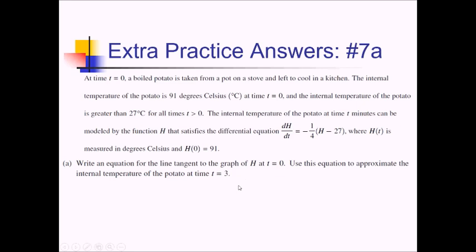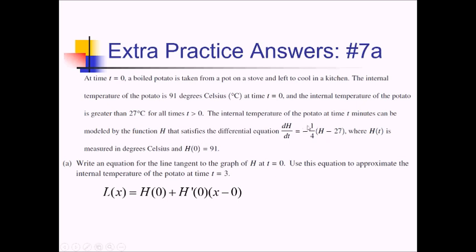So our tangent line is going to be of the form L of x equals h of 0 plus h prime of 0 times x minus 0. H of 0 they already gave us. That's 91. H prime of 0, we're going to have to use this differential equation to find. So this is a little bit tricky here because this differential equation doesn't take 0 as an input because 0 is a t value. Instead, this differential equation takes h as an input. So if you want to plug 0 into this differential equation, you actually have to plug in the h value that goes with 0, which is to say 91.